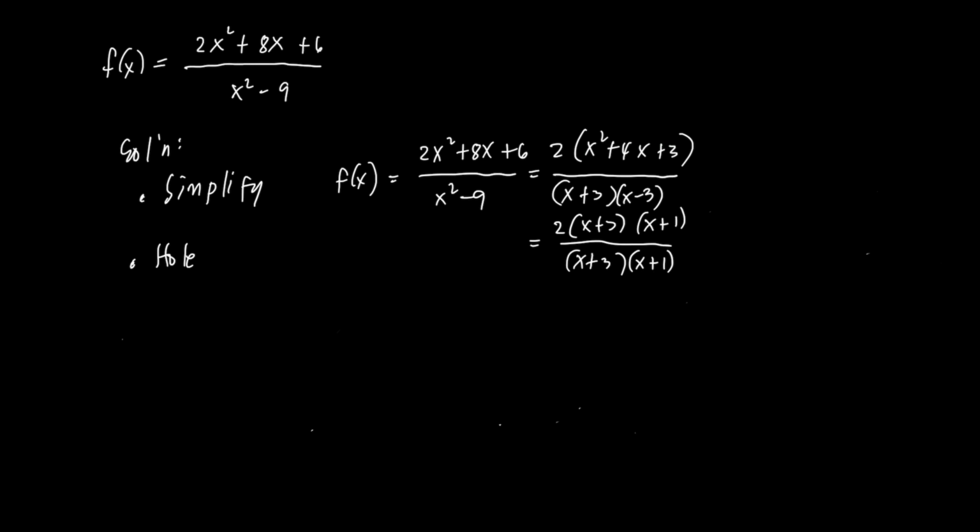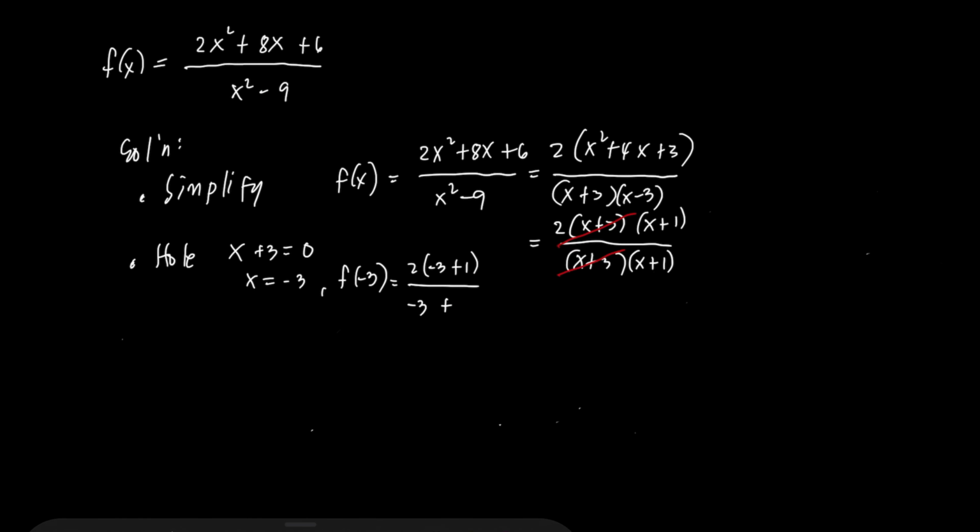Next, find if there is a hole or holes. Basically, yes, because there is a common factor: the x plus 3 in the numerator and the x plus 3 in the denominator. So the hole would be x plus 3 equals 0, which means x is equal to negative 3. Now, if x is negative 3, what is f of negative 3? From the simplified form, that's 2 times negative 3 plus 1 over negative 3.